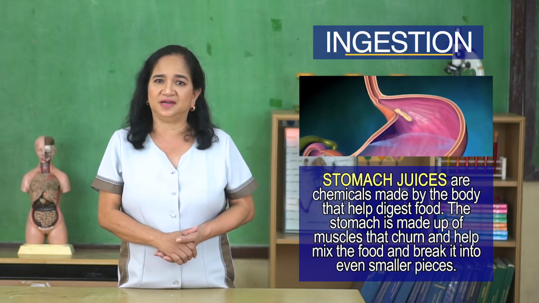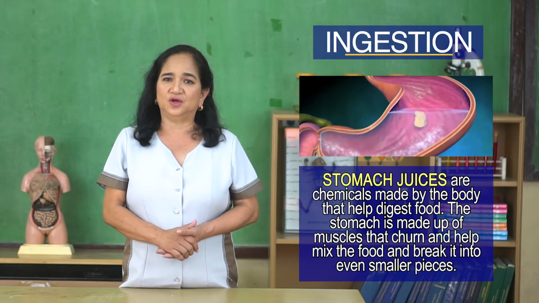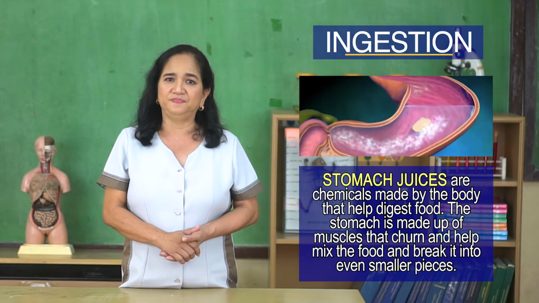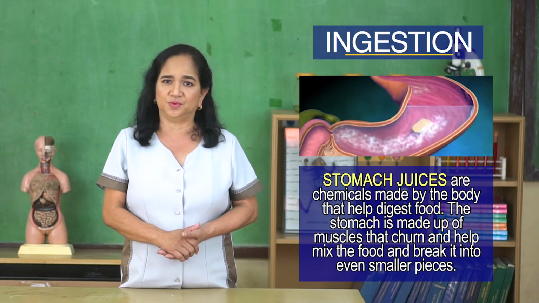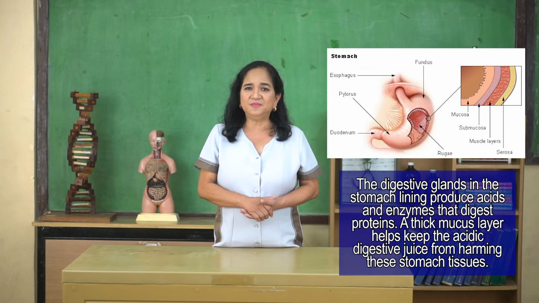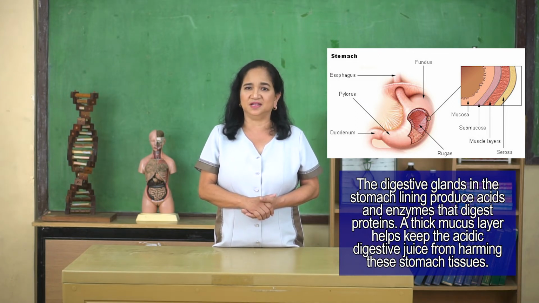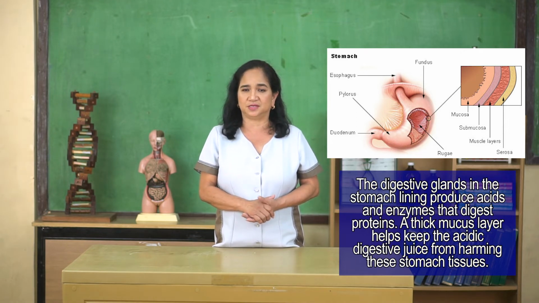Stomach juices are chemicals made by the body that help digest food. The stomach is made up of muscles that churn and help mix the food and break it into even smaller pieces. The digestive glands in the stomach lining produce acids and enzymes that digest proteins. A thick mucus layer helps keep the acidic digestive juice from harming these stomach tissues.